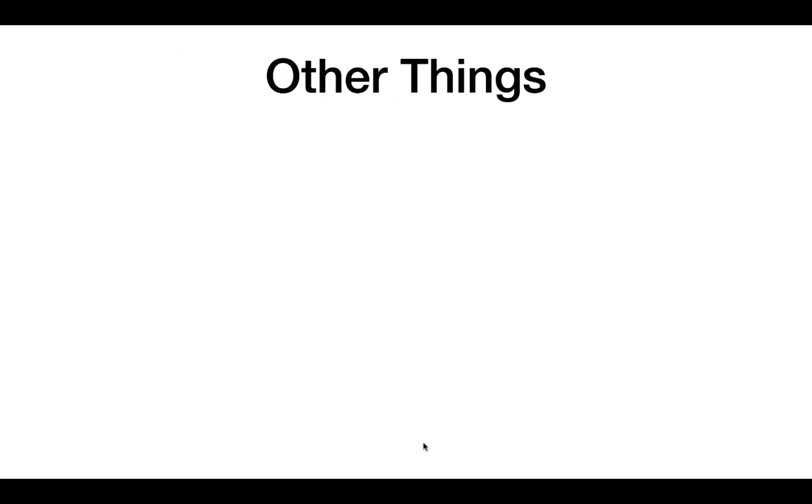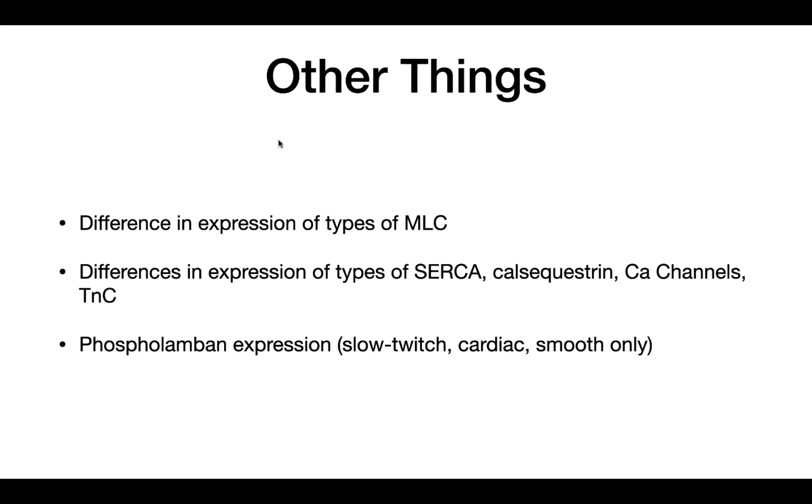So what are some other things that can determine the characteristics seen in different fiber types? Well, the difference in expression of myosin light chain, differences in expression of SERCA, calcium channels, and troponin C, as well as phospholamban, which is only expressed in slow twitch, cardiac, and smooth muscle. We're going to talk about phospholamban in another video.